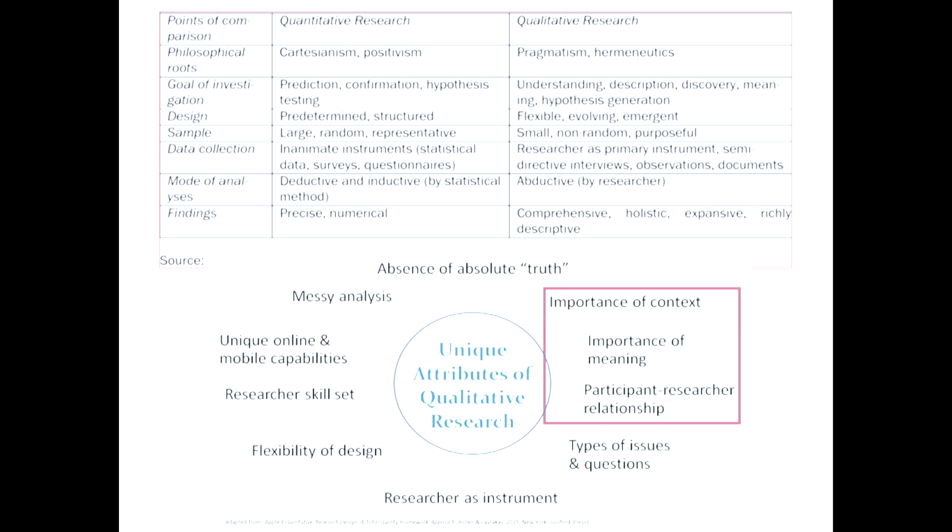Certain unique attributes of qualitative research further are, look at that first thing, importance of context, importance of meaning, and participant-researcher relationship, as also researcher as instrument. These are the most important characteristics, attributes of qualitative research.